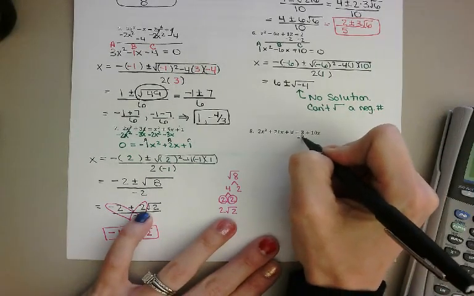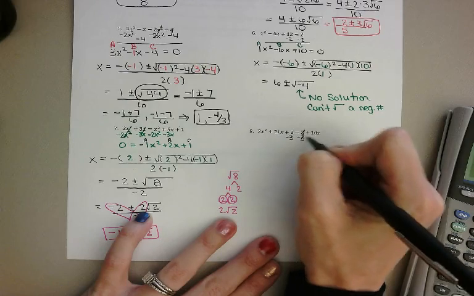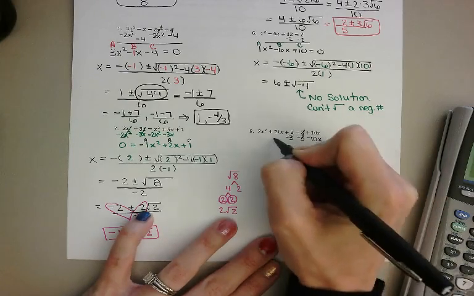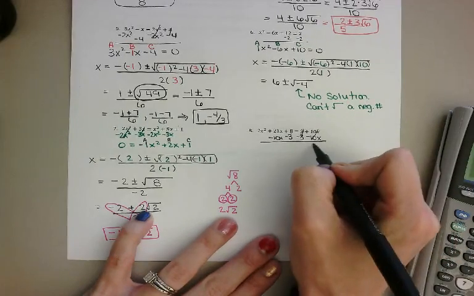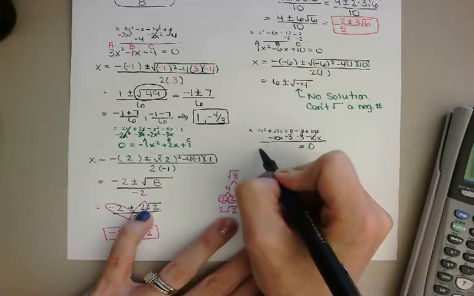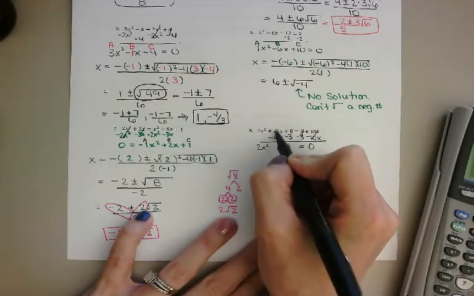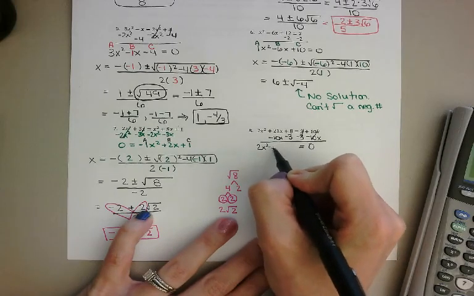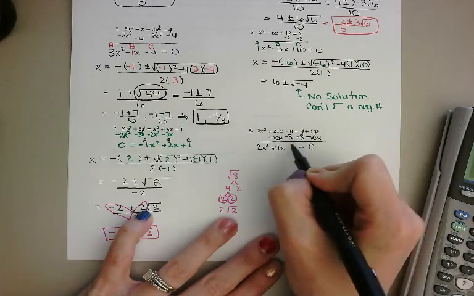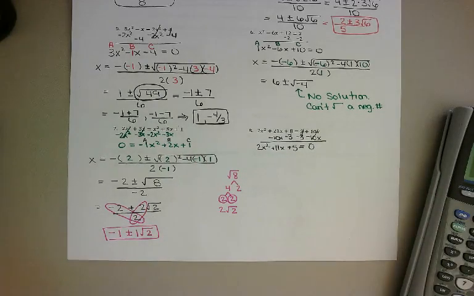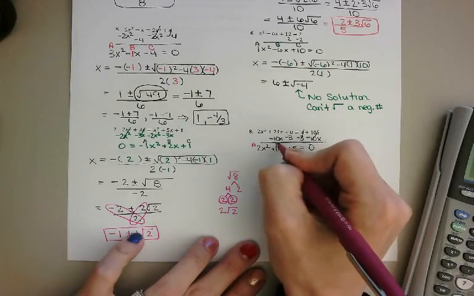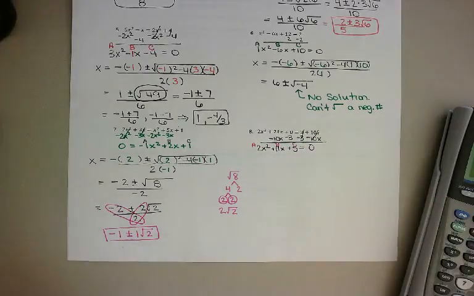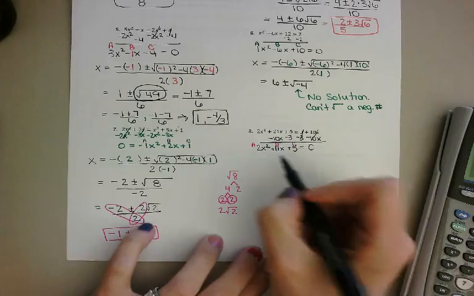All right, I'm going to subtract my 3 over. I'm going to subtract my 10x over. So that way I've got a 0 over here. And I have a 2x squared. 21 minus 10 is going to give us an 11x. And then 8 minus 3 is going to give us a 5. So my a is 2, my b is 11, and my c is 5.